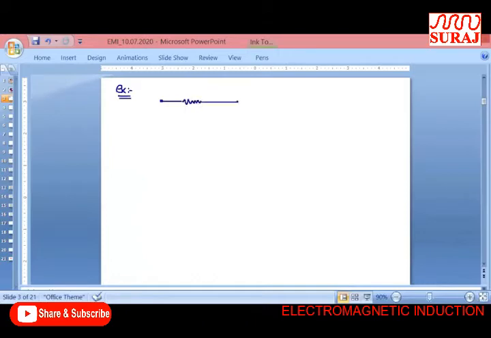See, a resistance is there, and then a battery is there, then an inductor is there, and we have reached point B. Terminals are A and B.